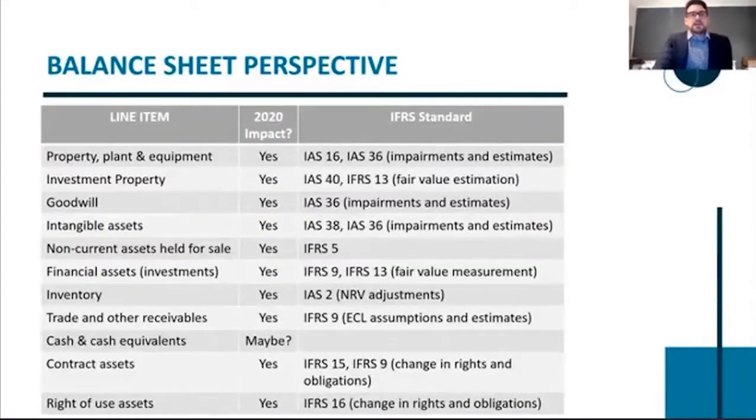Okay, so I've just shown you how the COVID-19 pandemic can impact the balance sheet. If you go through all the line items, maybe just cash and cash equivalents may be unaffected, but all the other line items are affected by COVID-19. We're going to focus only on IFRS 9, 15, and 16 today, and it's all about impairments. If you think about IFRS 9, IFRS 15 and IFRS 16, it's all about the changes that you had in your contracts, your rights and obligations that change.